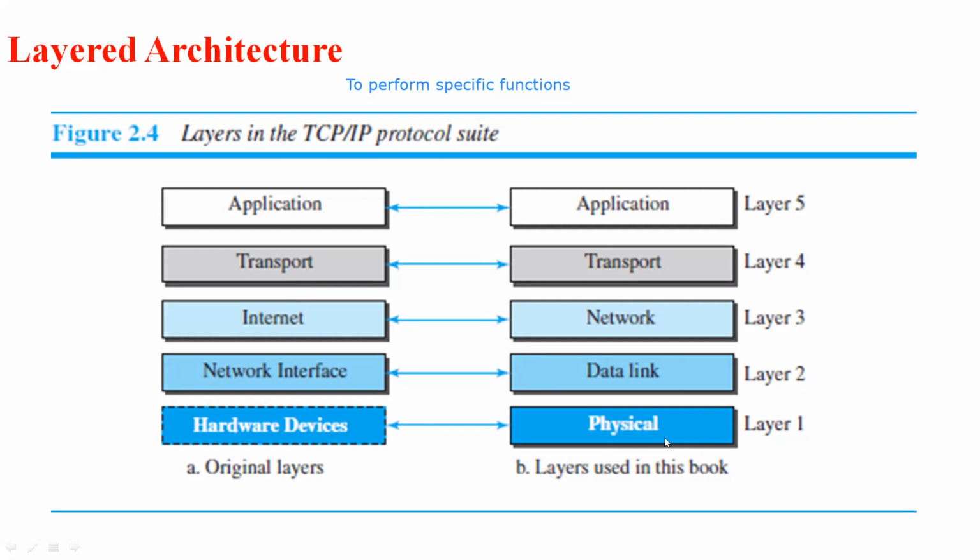In layer 1, we have the physical layer. Layer 2 is the data link. Layer 3 is the network, and transport is layer 4. And at layer 5, we have the application layer. So this is the layered architecture of the TCP/IP model.